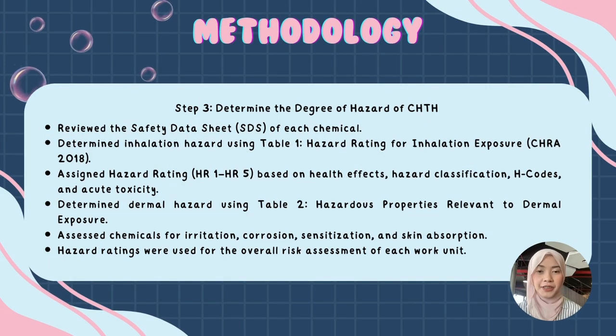For the third step, we determined the degree of hazard of chemicals hazardous to health by reviewing the safety data sheet (SDS) of each chemical. We determined inhalation hazard using Table 1, which is the hazard rating for inhalation exposure, and assigned hazard rating HR1 to HR5 based on health effects, hazard classification, H-code, and also acute toxicity. Hazard ratings were used for the overall risk assessment of each work unit.